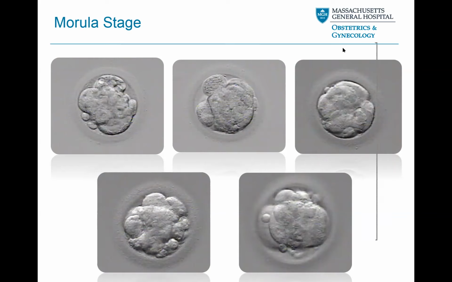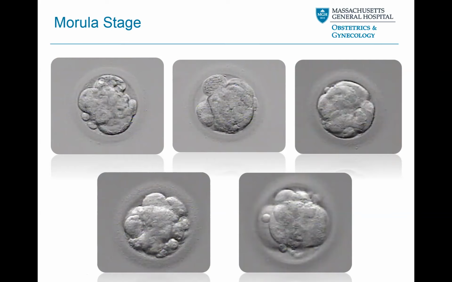So here's the morula stage. And I talked to you about that a little bit, how all the cells kind of come together. It's a beautiful embryo for me, but it's really hard to grade and say which one is the best. And that's why a lot of people don't do day 4 embryo transfers, because it's really hard to discern between a really high quality morula and a low quality morula, because frankly, they all look really similar.